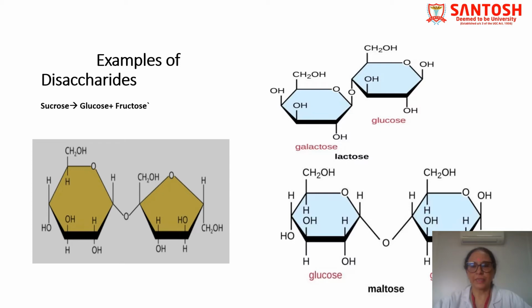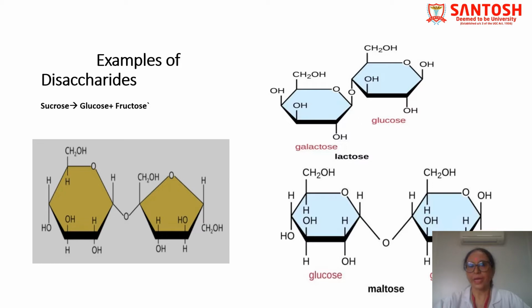Examples of disaccharides. Let's talk about disaccharides. As we have already discussed, sugars can be reducing or non-reducing. But as a rule, all the monosaccharides have to be reducing sugars because they are a single moiety and their reducing group, or their functional group, is free. There is no attachment to that.